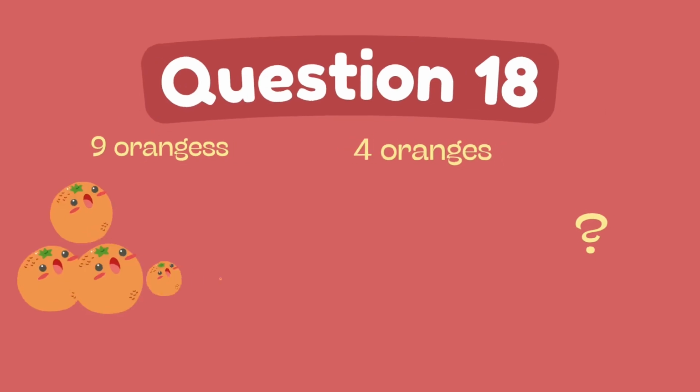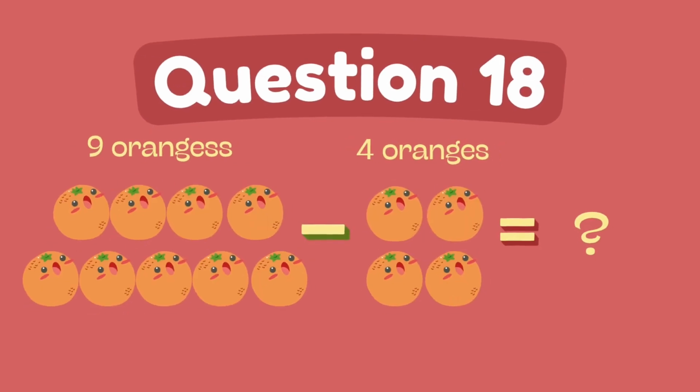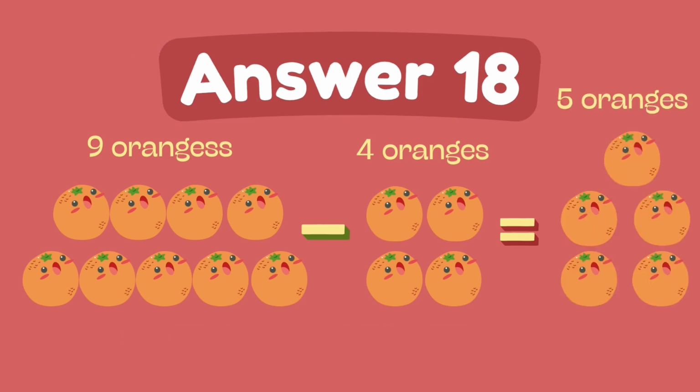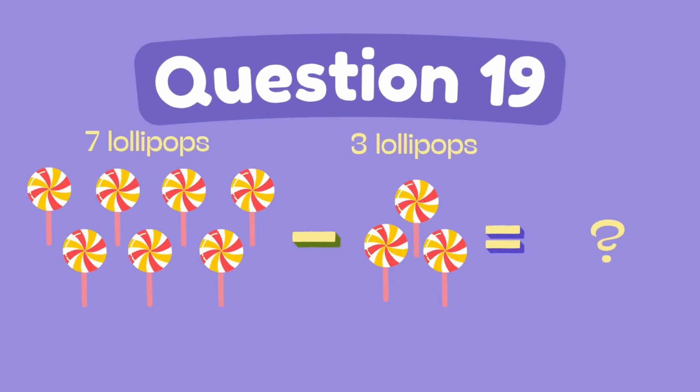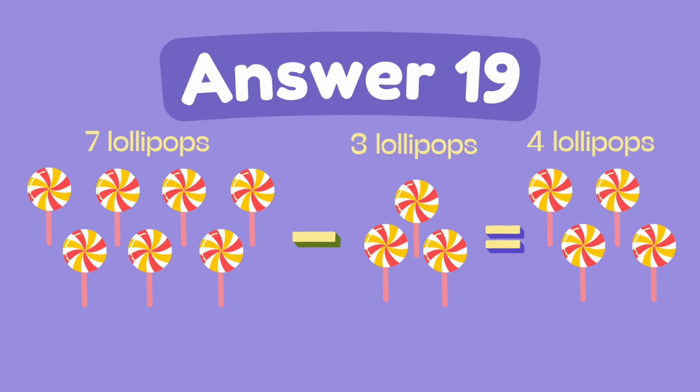What is 9 minus 4? The answer is 5. What is 7 minus 3? The answer is 4.